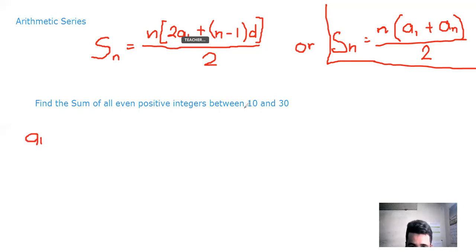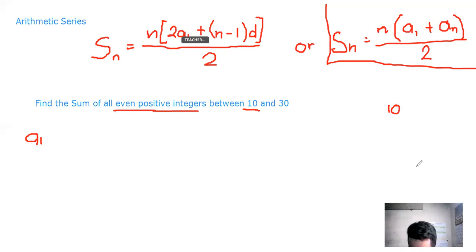So, simula tayo sa first term. A sub 1 natin, between 10. Tinatanong natin is even positive integers, di ba? So, si 10 ba, even na ba siya? Even integers na ba si 10? Yes po. So, kung even integers na si 10, ang magiging A sub 1 natin is si 10. Yung first term natin is si 10.